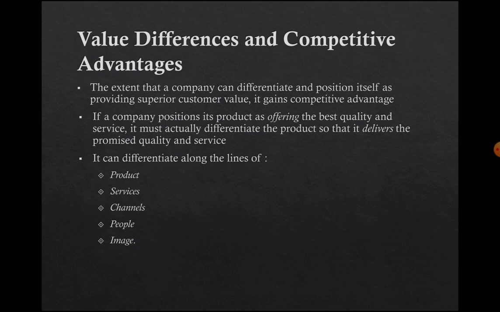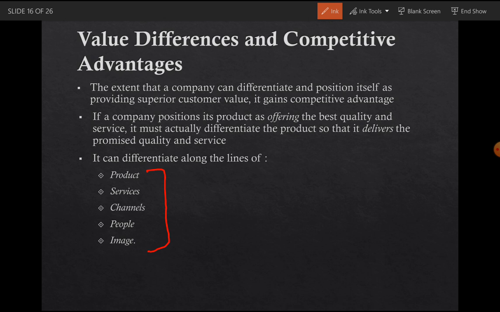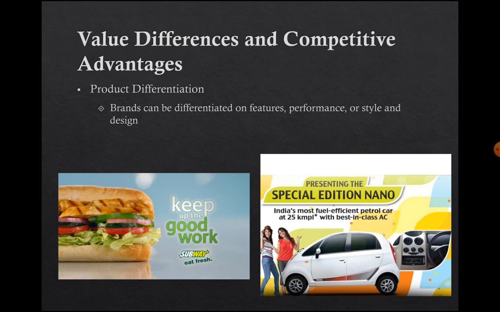When we talk about values and differences in competitive advantages, there are five different lines through which you can differentiate and position your product: product, services, channels, people, and image. These five factors, or dimensions, help you develop a certain position for the product and also provide a certain differentiation. For example, when we talk about the product, both these products in this image offer entirely different things. Subway gives you something different from the normal burgers.